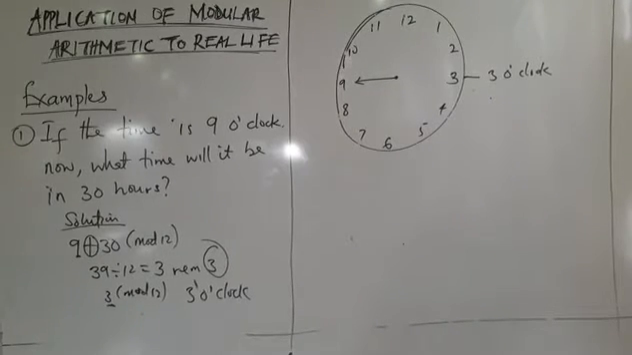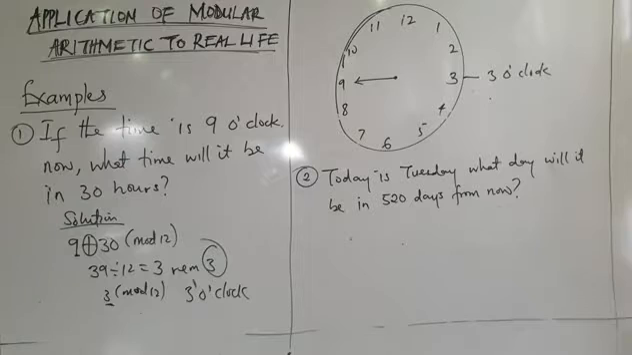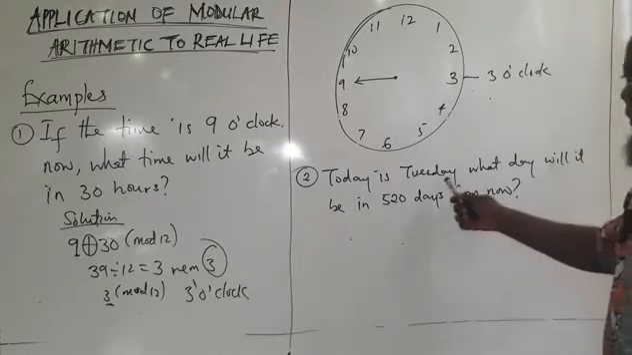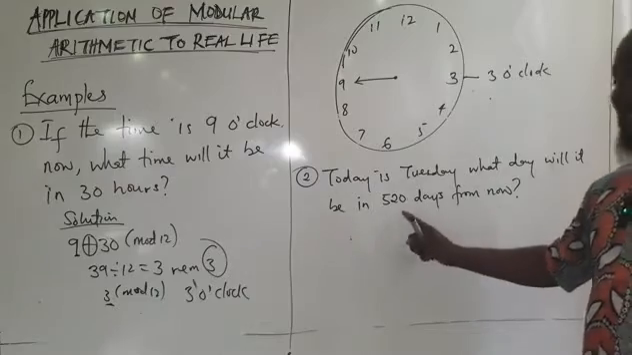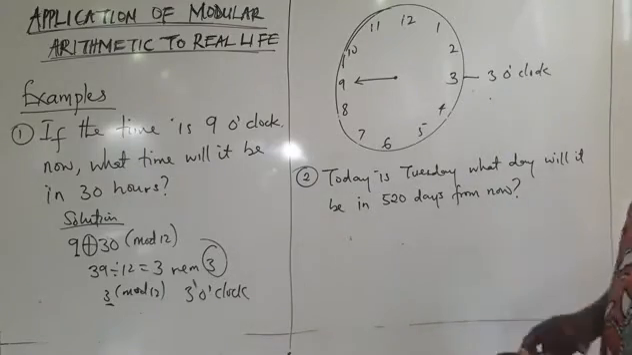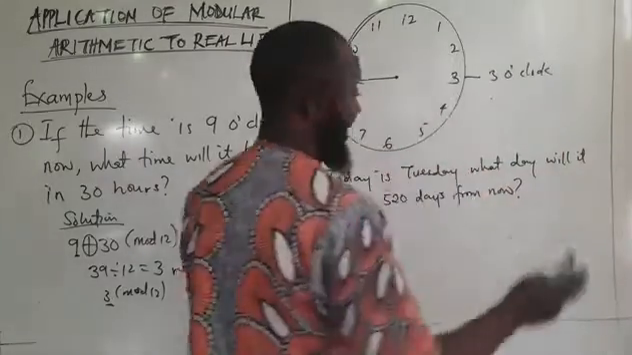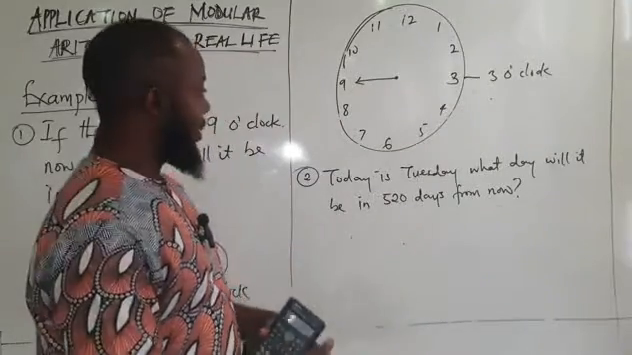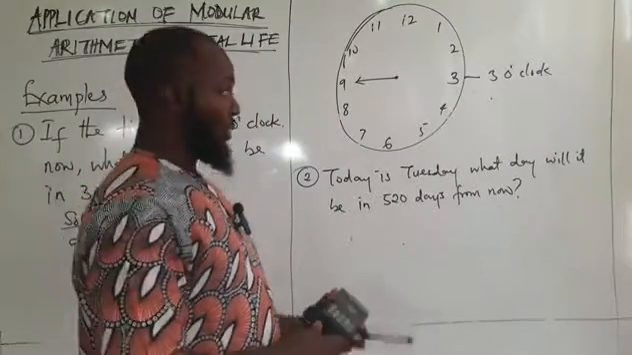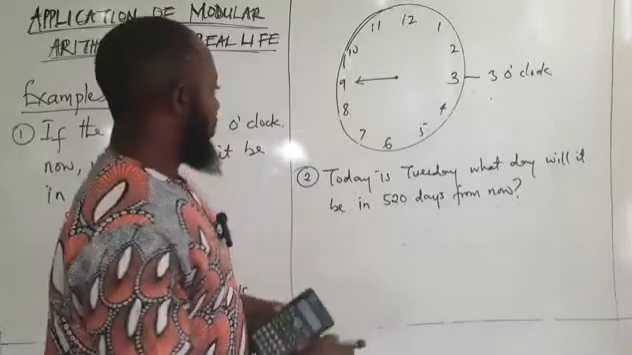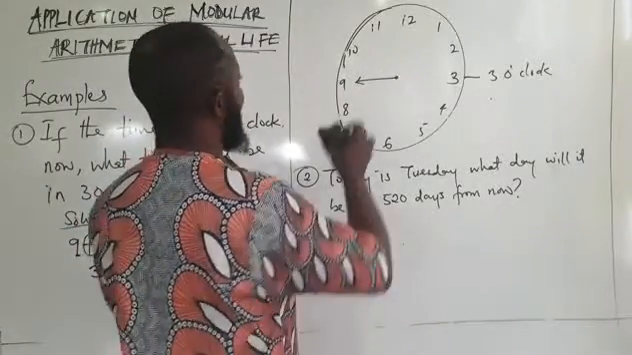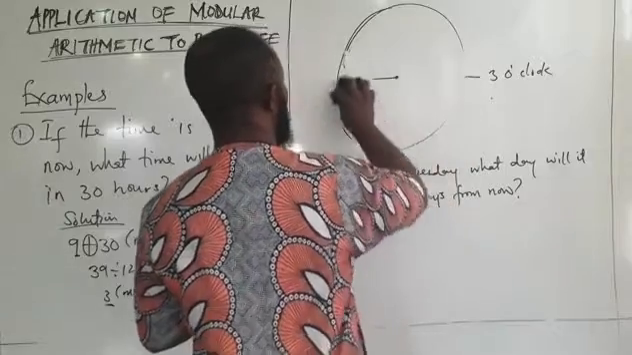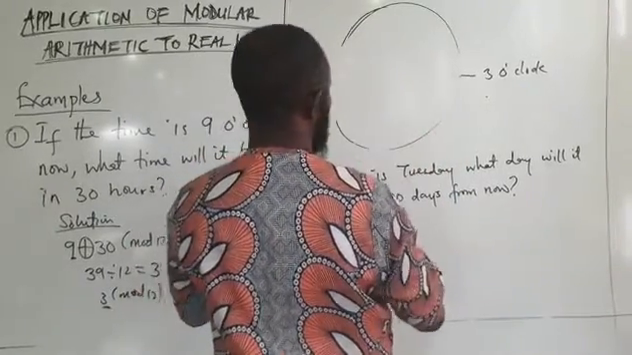So let's look at another example now. Example 2. Today is Tuesday. What day will it be in 520 days from now? Days in a week, we have 7 days in a week, which means we'll be working with modulo 7. So for Tuesday, what we're going to do first is we're still going to make use of this circle here.